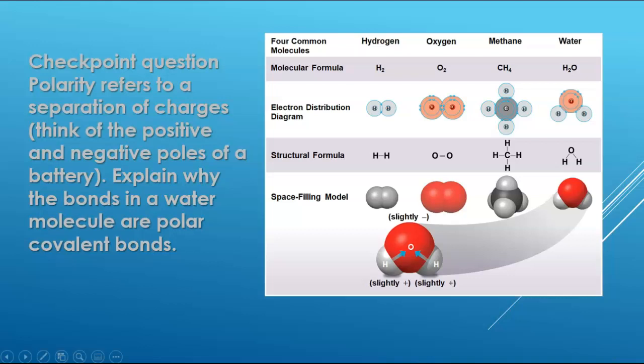So in a water molecule, the electrons are more strongly attracted to the oxygen atom. It's bigger and has a much higher positive charge in the nucleus than the hydrogen atoms do. And so the electrons spend more time around the oxygen, making the oxygen end of the molecule slightly negative and the hydrogen ends slightly positive. And that makes the bonds polar because there's a negative pole and a positive pole on the bond.